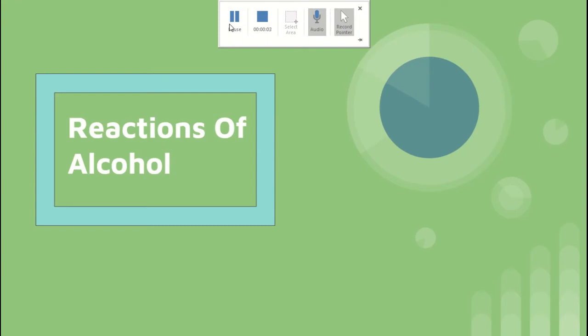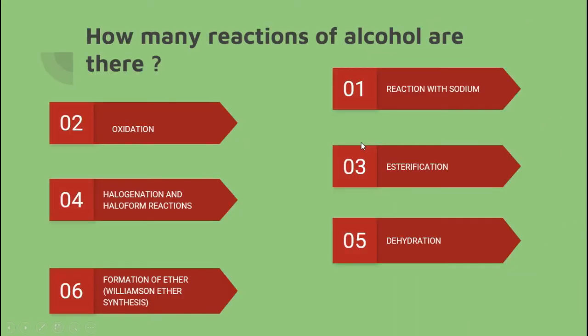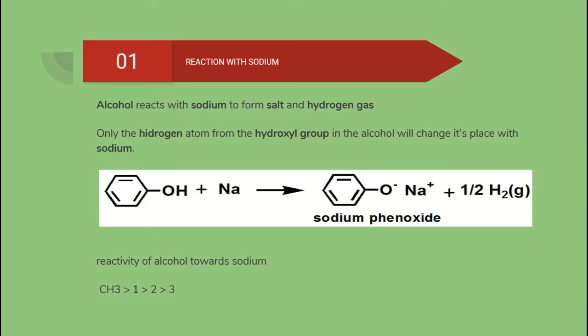Reactions of alcohol. How many reactions of alcohol are there? There are 6 reactions of alcohol: reaction with sodium, oxidation, esterification, halogenation and haloform reactions, dehydration, and formation of ether.